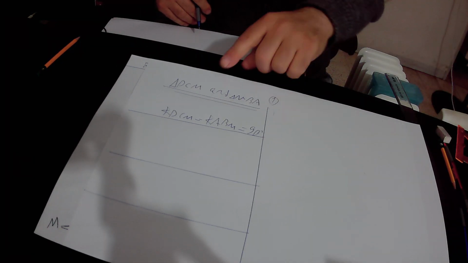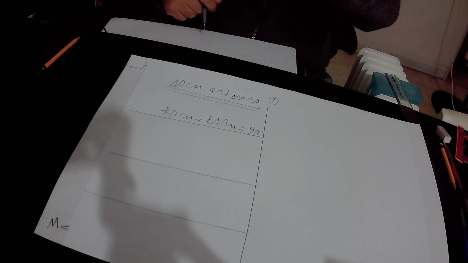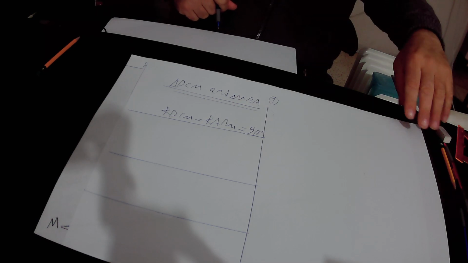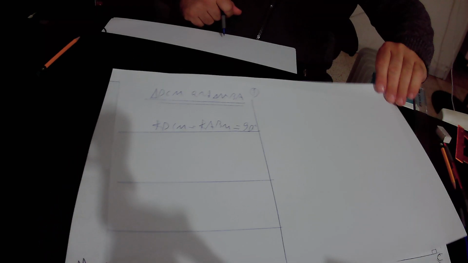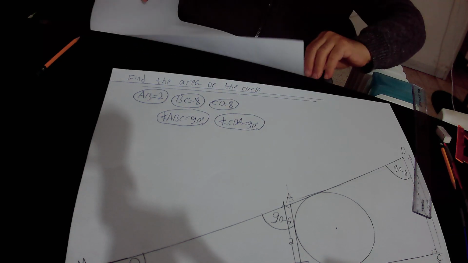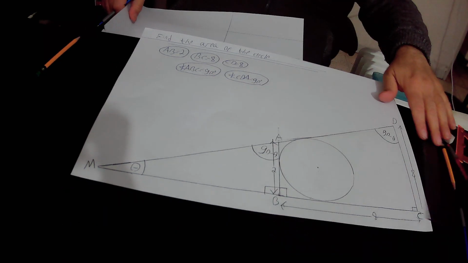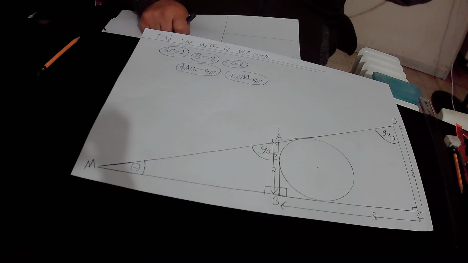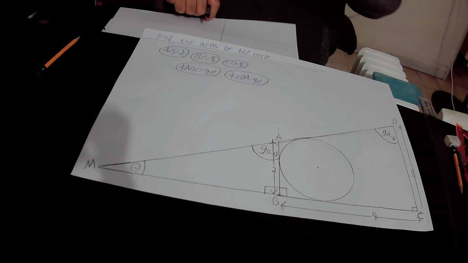Angle DCM in the big right triangle DCM equals angle ABM in the small right triangle MBA. They are both equal to 90 degrees, therefore they are equal to each other. In addition, this is angle theta, which is a common angle that belongs to both triangles, so you can write down that angle theta equals itself.